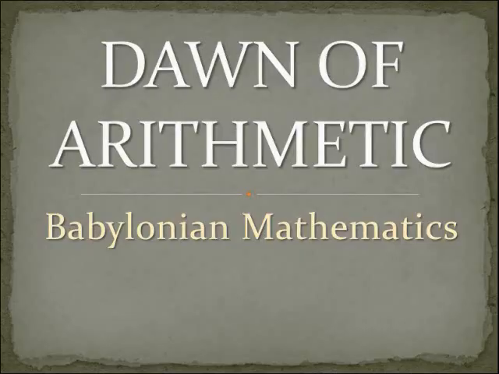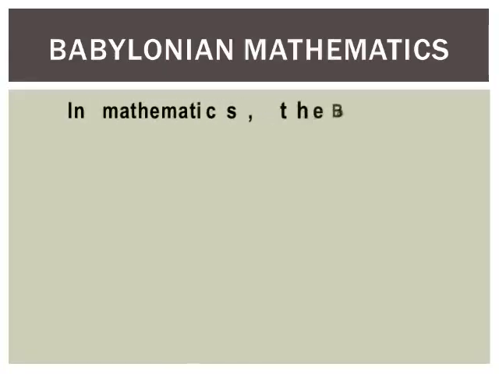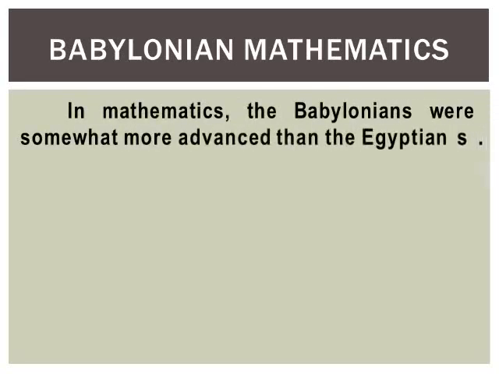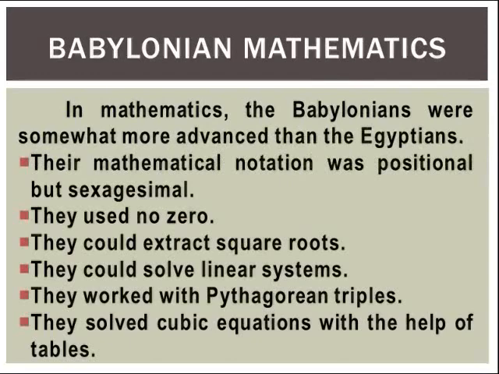Babylonian Mathematics. In mathematics, the Babylonians were somewhat more advanced than the Egyptians. Their mathematical notation was positional but sexagesimal. They used no zero, they could extract square roots, they could solve linear systems, they worked with Pythagorean triples, and they solved cubic equations with the help of tables. The first historical find of an arithmetical nature is a fragment of a table.